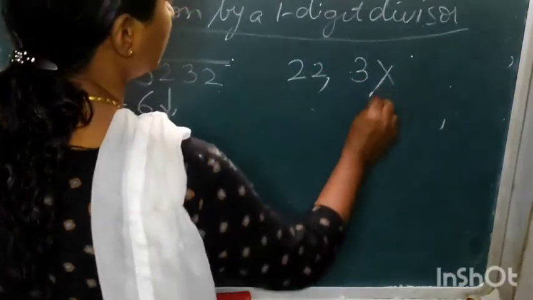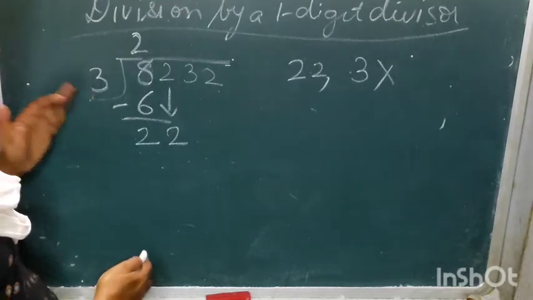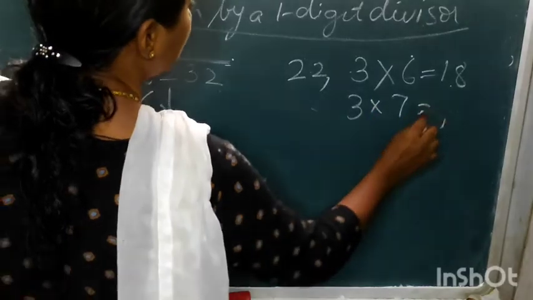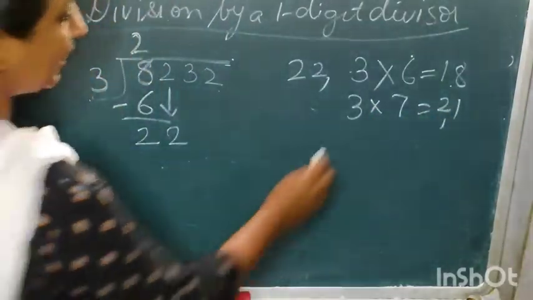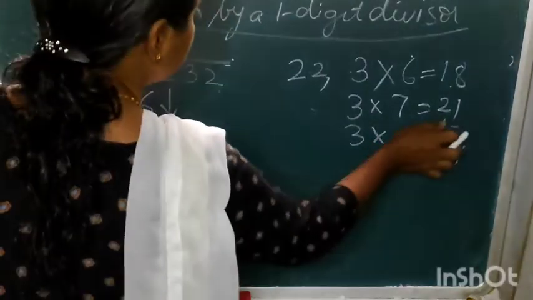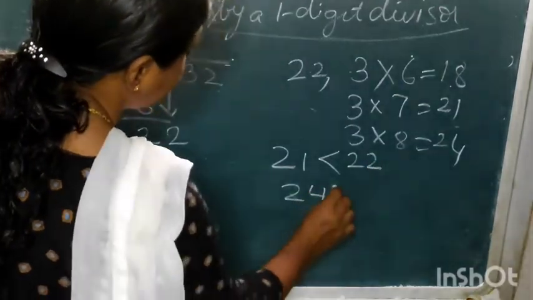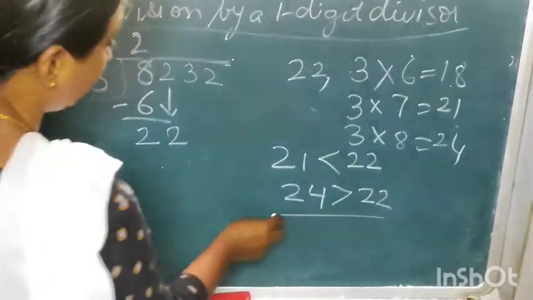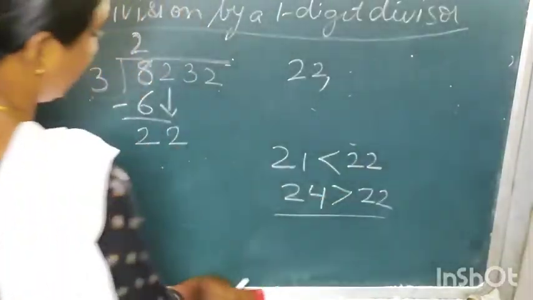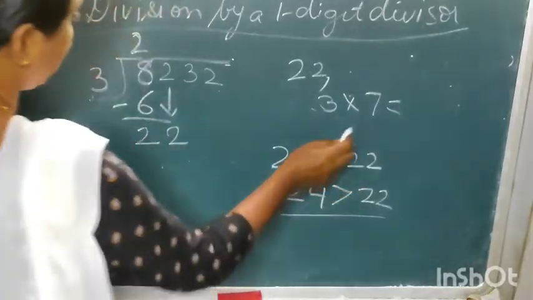3 5s are 15, 3 6s are 18, 3 7s are 21, then 3 8s are 24. Here 21 is less than 22 and 24 is greater than 22. So we cannot take 24. We can take 21 only, because 21 is less than 22. So 3 into 7 is 21, and we write 7 here.